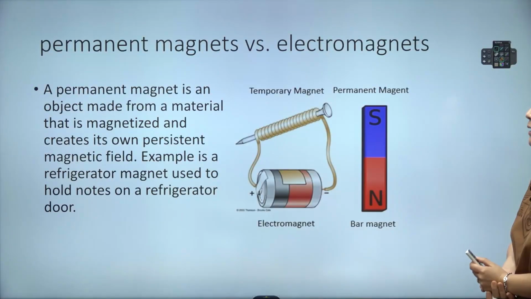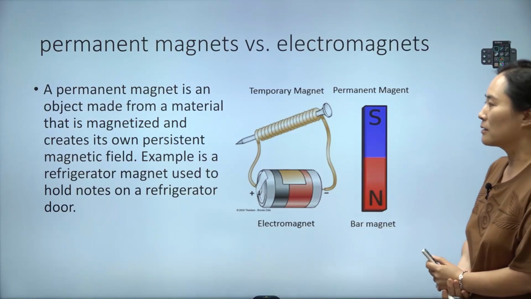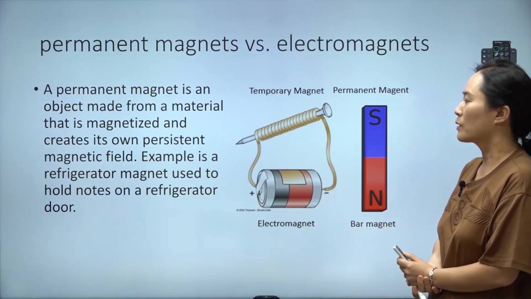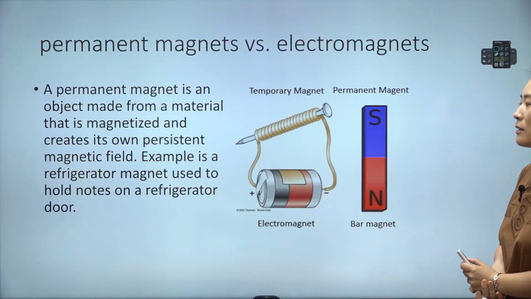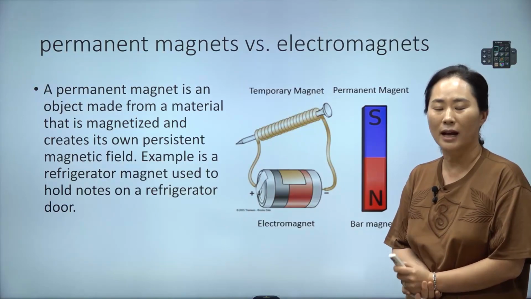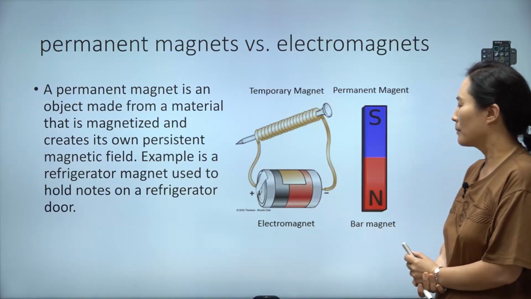A permanent magnet is an object made from a material that is magnetized and creates its own persistent magnetic field. For example, a refrigerator magnet is used to hold notes on the refrigerator door because it's always magnetic. It's not losing its magnetism.